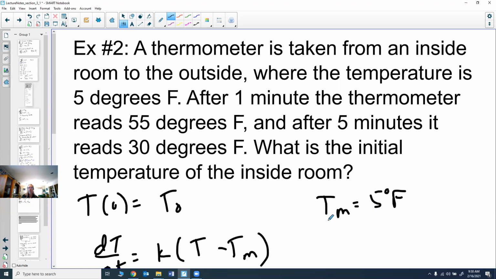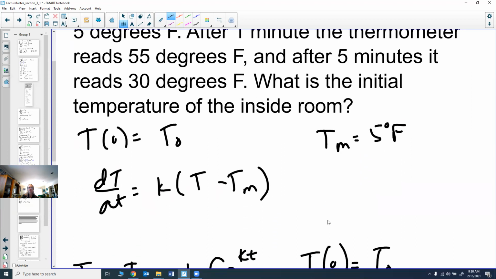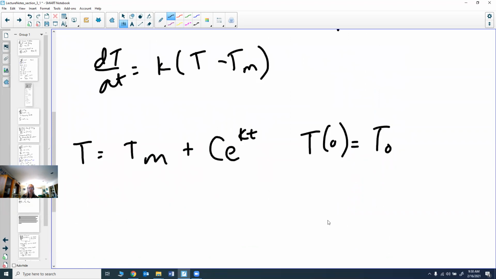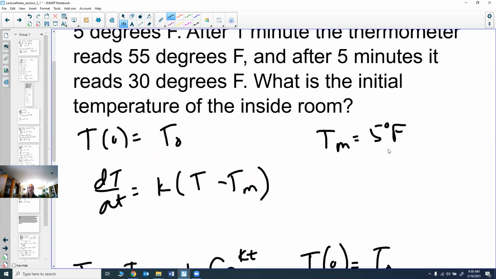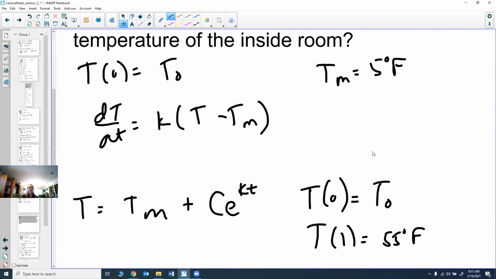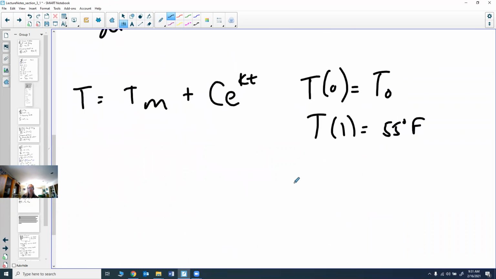We know that after 1 minute, the temperature reads 55 degrees Fahrenheit. So we know T of 1 is 55 degrees Fahrenheit. We know that after 5 minutes, it's 30 degrees Fahrenheit. So T of 5 is 30 degrees Fahrenheit. And so we can actually put this information in. T of 0, we don't know. We don't know what that T_0 is equal to. That's what we're looking to find.